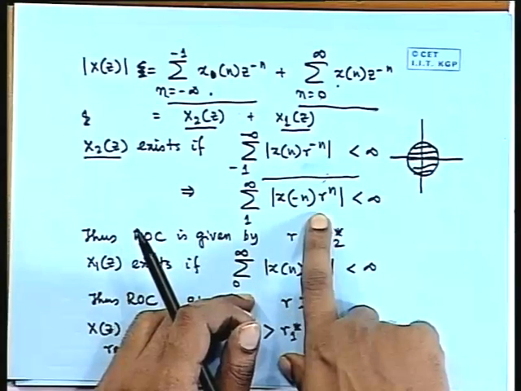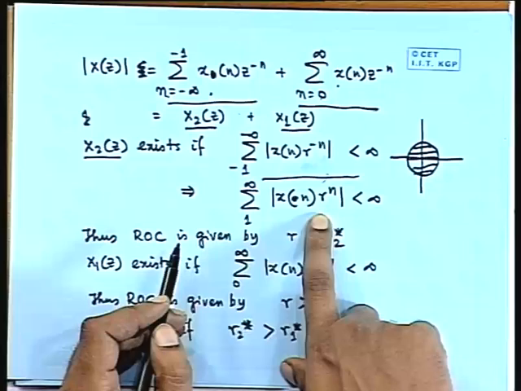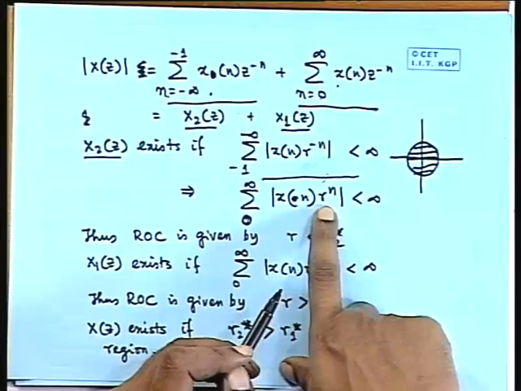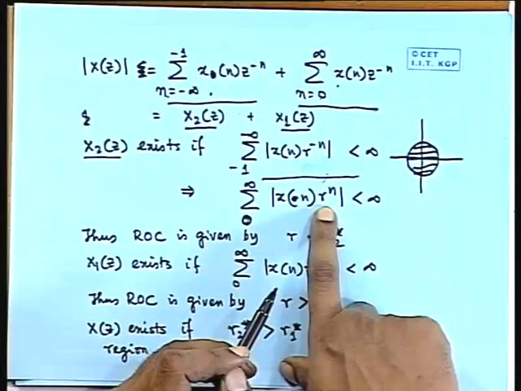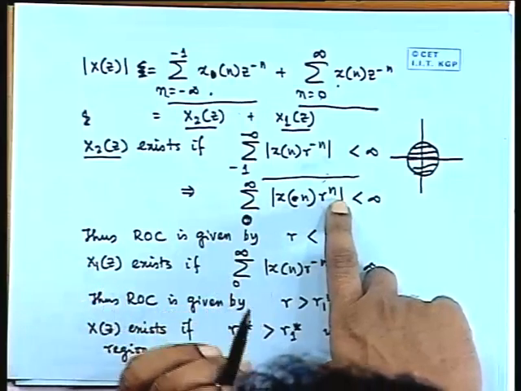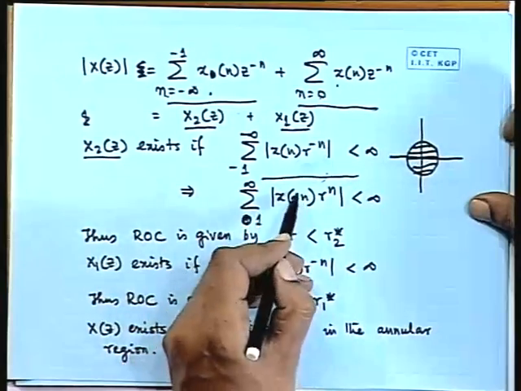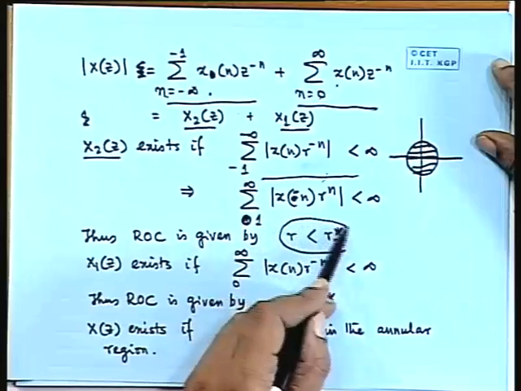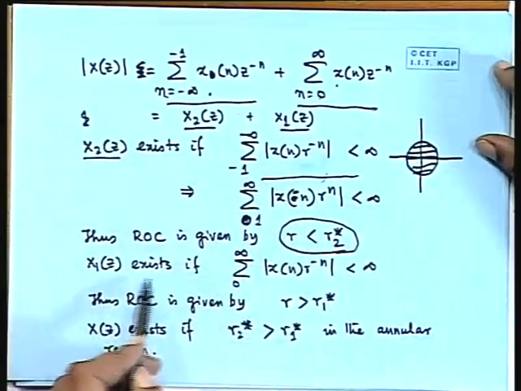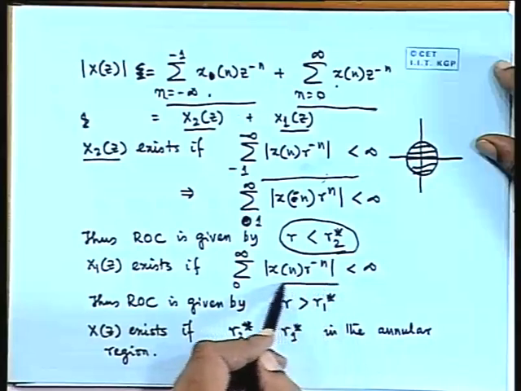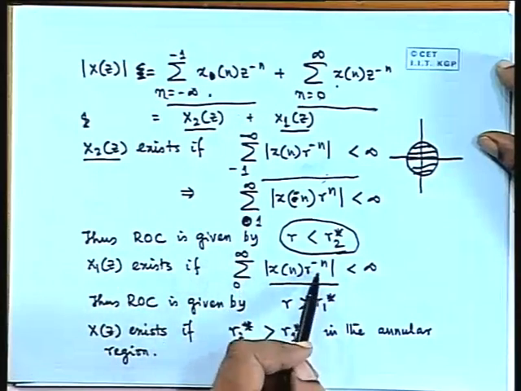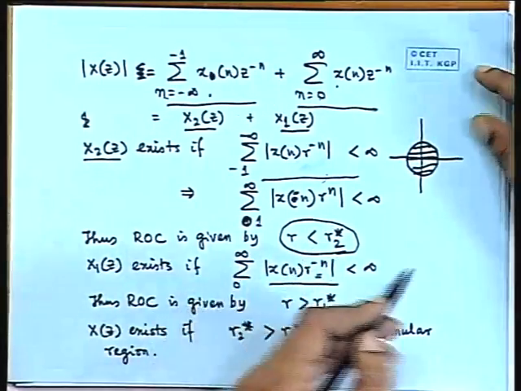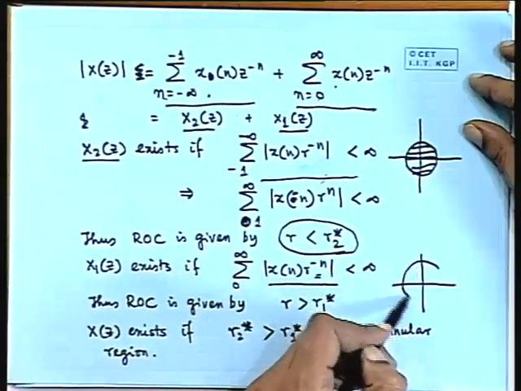On the other hand, for this to be true, this is not infinity, this is 0 to infinity. For this to be true, obviously r has to be less than some quantity. One second. This is X2(z), okay, so this is minus n. So this is the condition, there is some r2 star and r has to be less than this. Now what is the term X1(z)? X1(z) is this. So here n is positive and r to the power minus n, that means r has to be greater than a quantity. So the convergence region for X1(z) will typically be the outside of a circle.